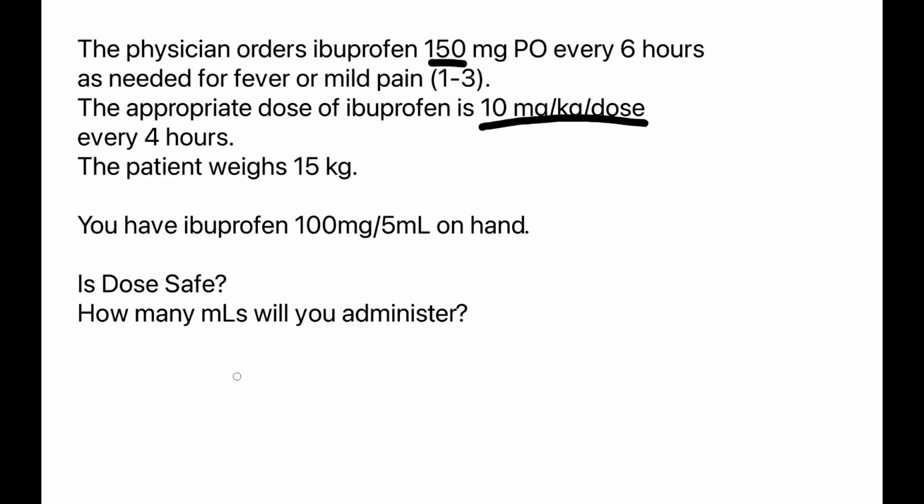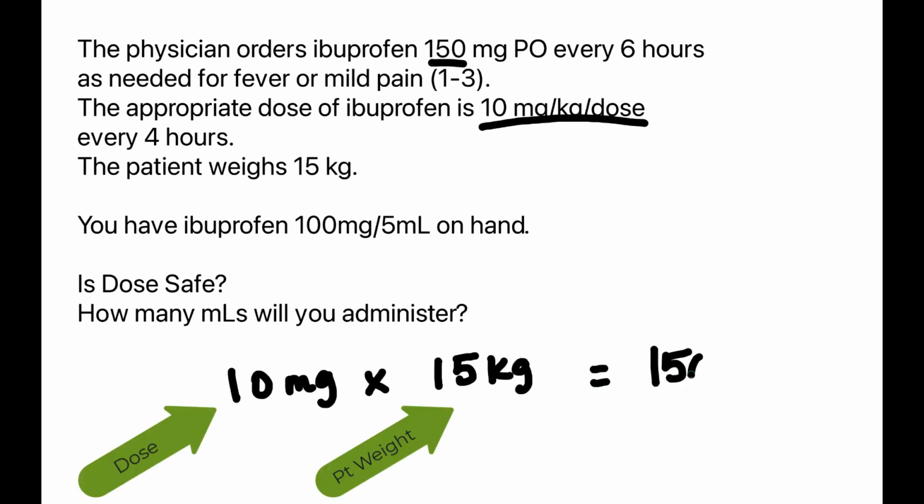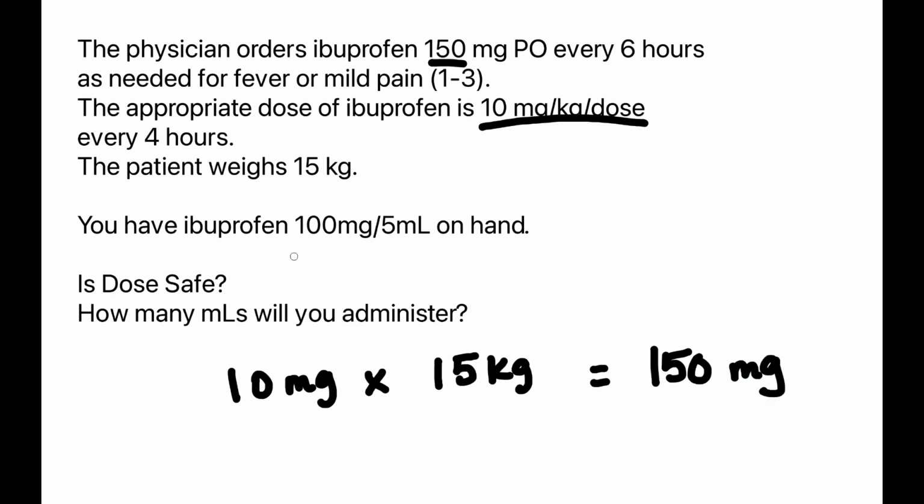In order to do that, we know that it's 10 milligrams per kilogram, or in this case, 15 kilograms per dose. And that gives us 150 milligrams, which is exactly what we have here.